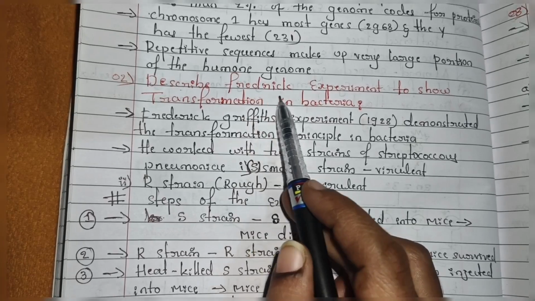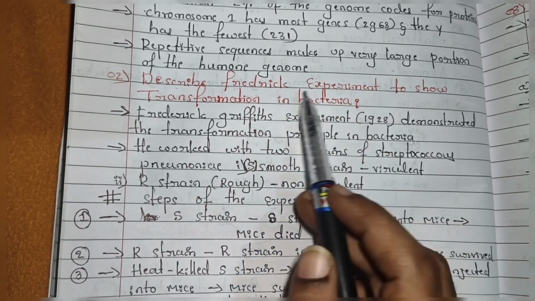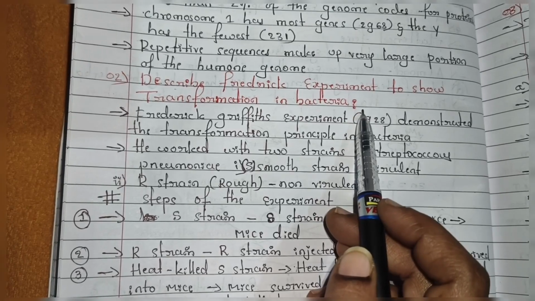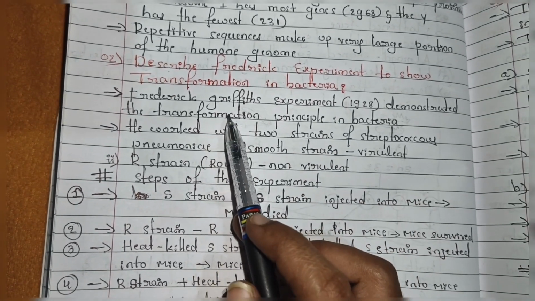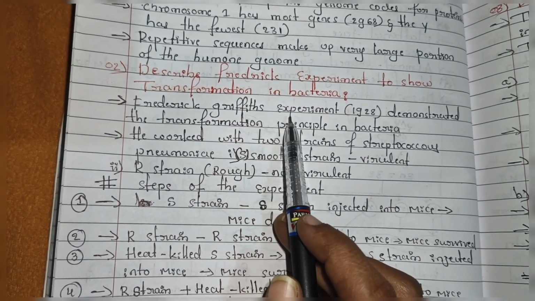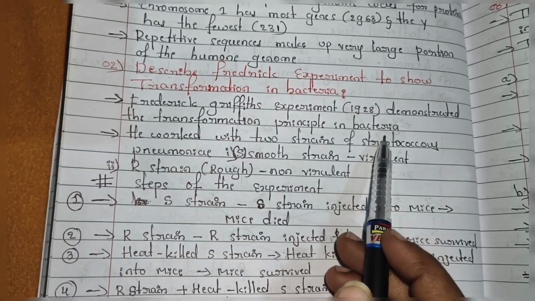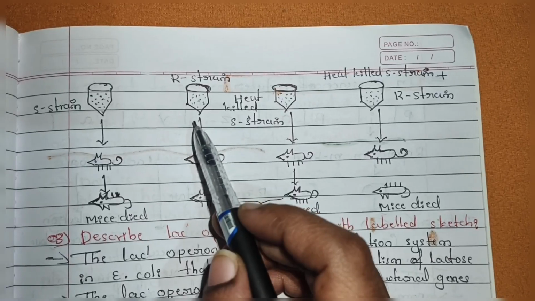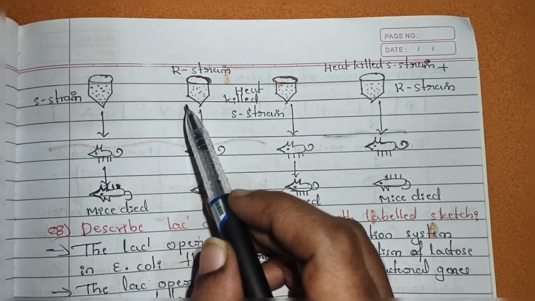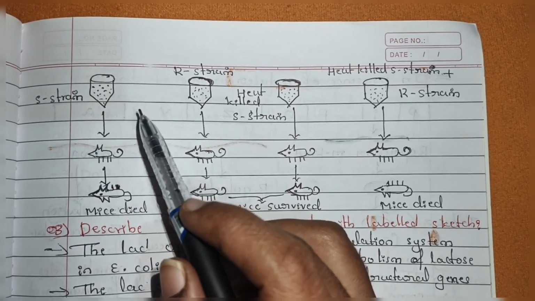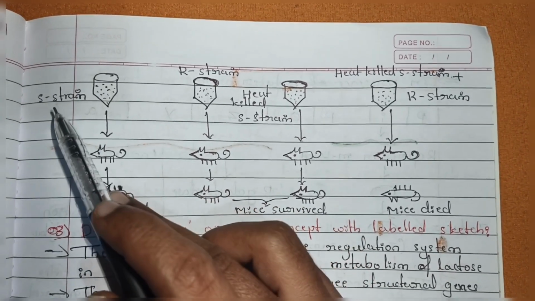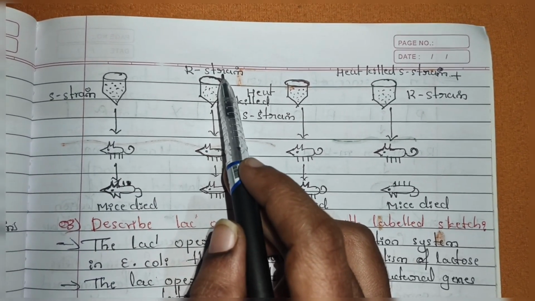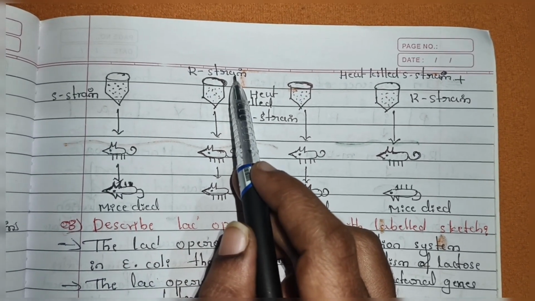Next, second question: describe Frederick Griffith's experiment to show transformation in bacteria. It is one experiment, conducted by Griffith in 1928. The explanation is here. He took mice and two types of bacteria, that is Streptococcus bacteria. One is the smooth Streptococcus strain, and another is the rough Streptococcus strain.